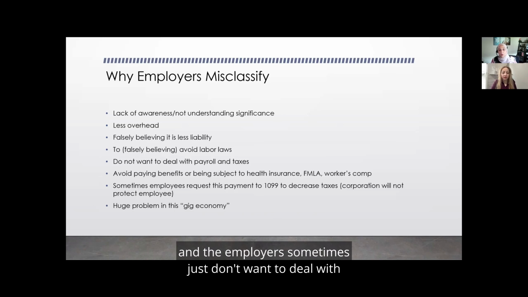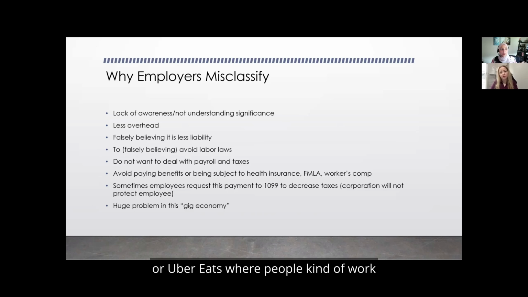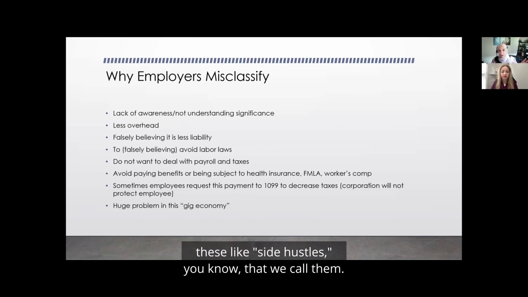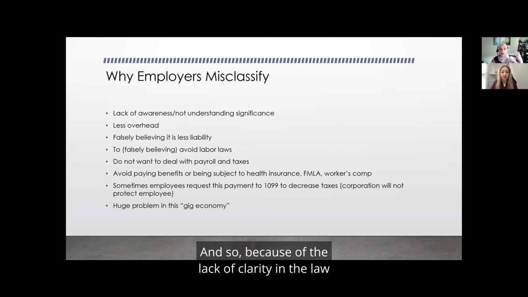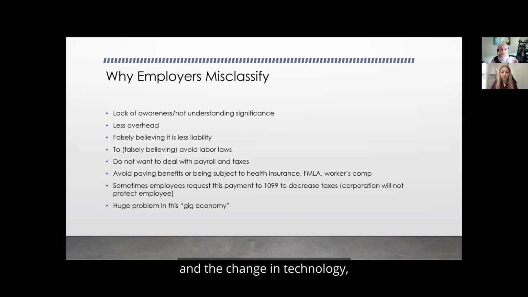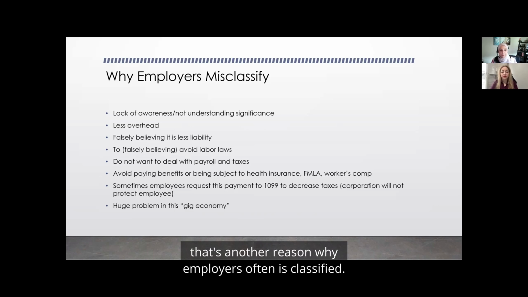And employers sometimes just don't want to deal with payroll and taxes, and they don't want to give benefits, or they can't, because sometimes it's hard. Those are the main reasons. And now we have something called a gig economy, where a lot of people want to be freelancers. We have things like Uber and Uber Eats, where people work these side hustles. That's also becoming a problem, where the lines are being blurred, especially with working from home. If someone is not coming to an actual place of business, does that change their classification? Because of the lack of clarity in the law and the change in technology, that's another reason why employers often misclassify.